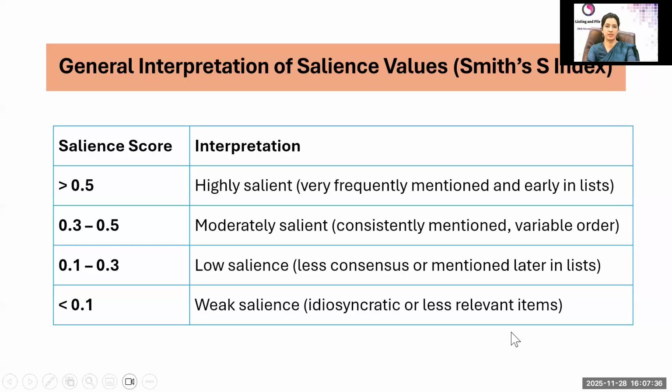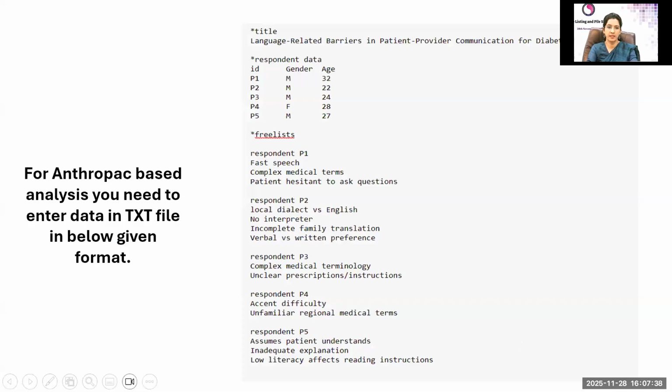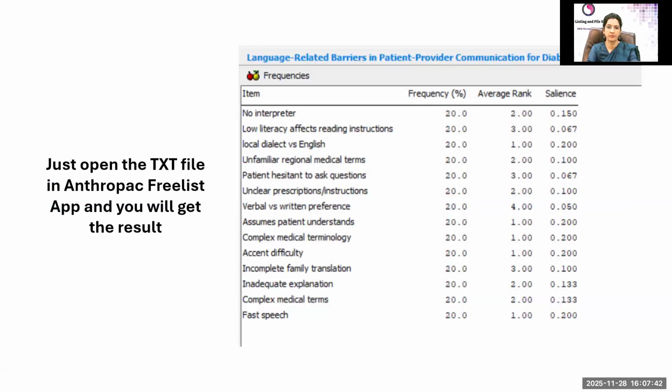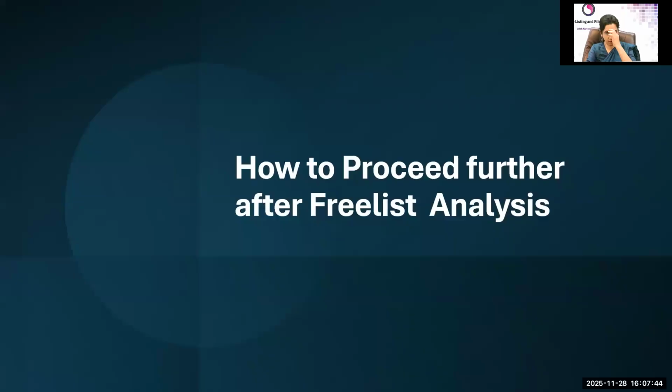So we discussed this. This was again the same free list data. And you have already done all of that. Now, how to proceed further after this free list analysis? Like I said, you can remove those items which have a salience index of less than one, and then you can review and interpret the final list.